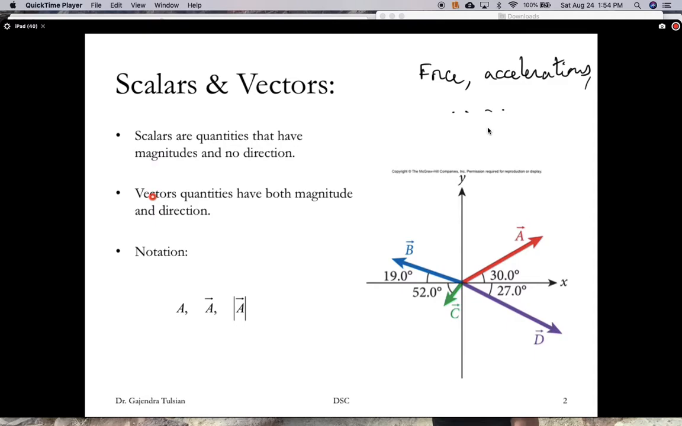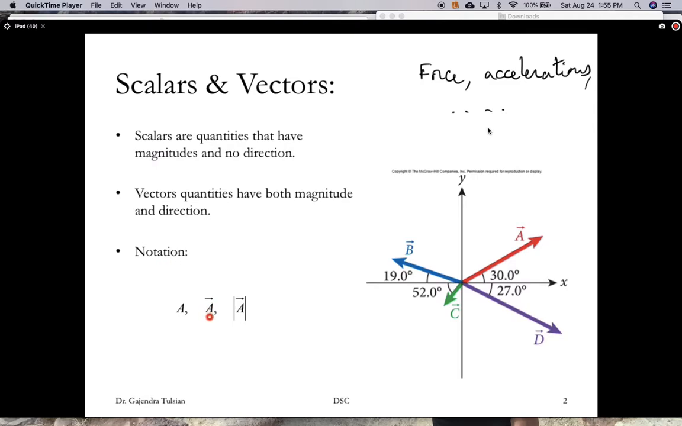In 3 dimensions, you need 3 numbers to specify vector quantities. Okay, so if you're in 3 dimensions, you need 1 number to specify the length of the vector and 2 numbers to specify its directions. In 2 dimensions, in this diagram, you need 1 number to specify its magnitude and 1 number for its direction. Okay.